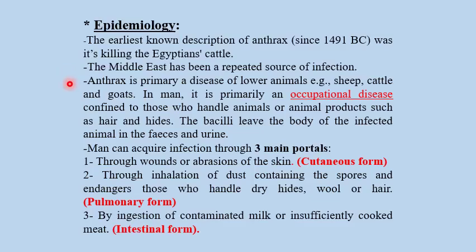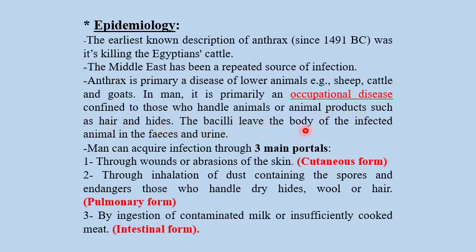Anthrax is primarily a disease of lower animals. Example: sheep, cattle and goats. طبعا مفهوم يعني sheep يعني الخرفان، والكاتل اللي هم العجول، والجوتس اللي هم المعيز. In man it is primarily an occupational disease confined to those who handle animals or animal products. اللي بيتعاملوا مع الأنيمالز نفسها أو البرودكتس بتاعتها ممكن you can get the infection. طب إيه هي الأنيمال products such as hair and hides، اللي هي الجلد، يبقى الفرو والجلود بتاعت الحيوانات.